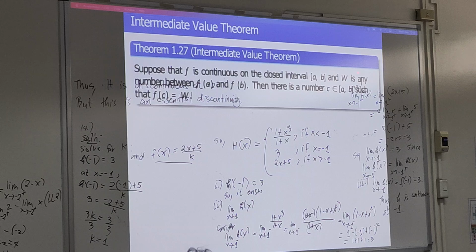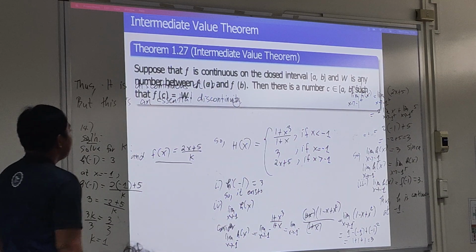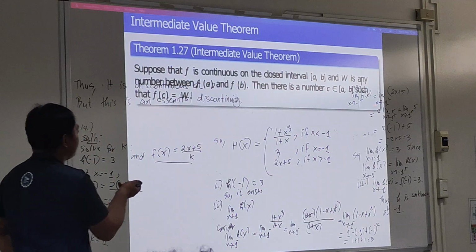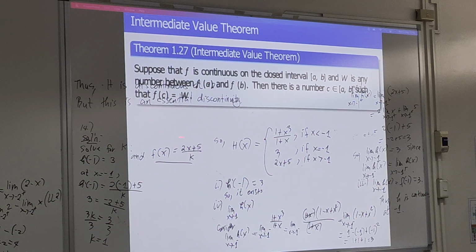So if you have the values of your x at A and at B, that will correspond to f of A and f of B, and in between are the other values of the function. Then there is a number C, which is an element of your closed interval, such that f of C is just your W. So once you substitute that number C, that is just equal to your W. What's your W? That is any number between f of A and f of B.